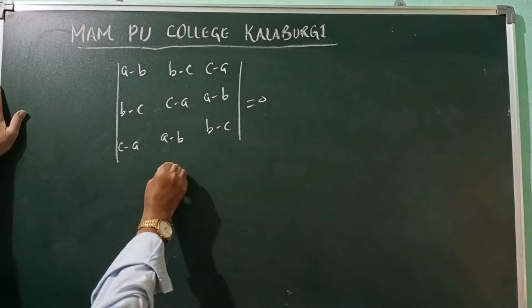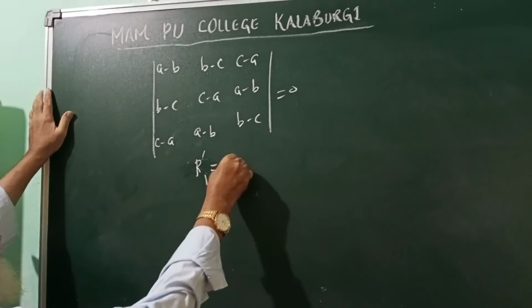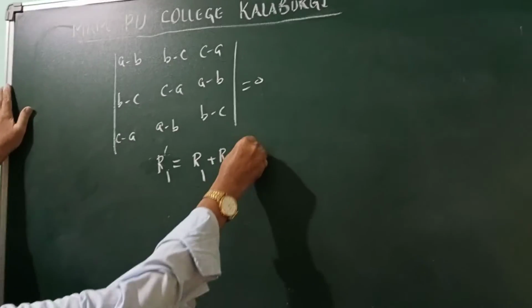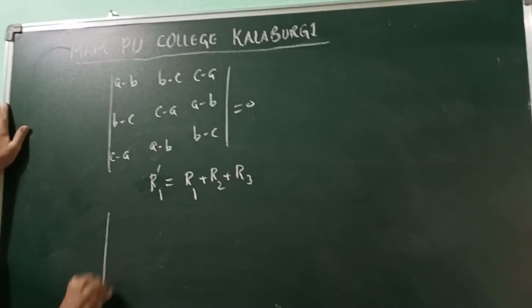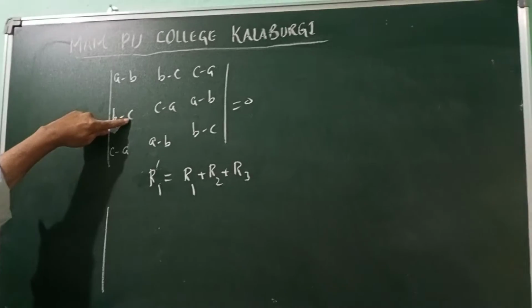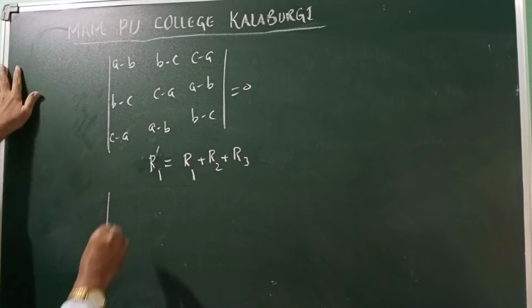Look here, in the first row, add the second and third row. So see here, plus b minus b get cancelled, minus c plus c get cancelled, minus a plus a get cancelled. The value will be 0.